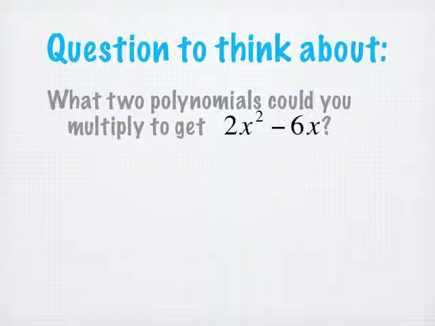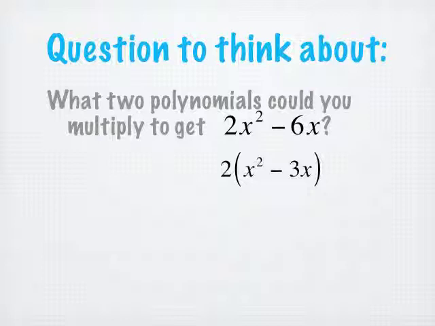All right, this is just kind of a preparatory question. What two polynomials could you multiply to get 2x squared minus 6x? Remember your polynomial multiplication. Well, they're both divisible by 2, right? So you could say it's 2 times x squared minus 3x. Do a quick double check in your head.